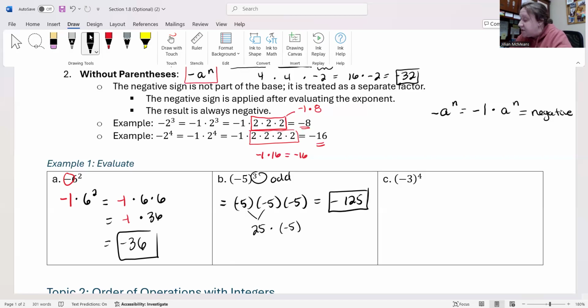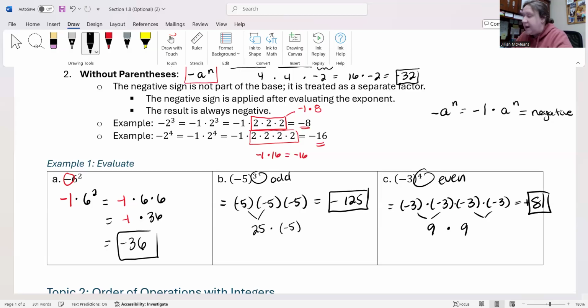Okay? Part C, we have -3 in parentheses to the fourth power. Because the negative is in parentheses, it is part of the base, which means it is part of that repeated factor. So this is -3 repeated as a factor 4 times. And then just let's prove it to ourselves. We know that because we have an even exponent, this final answer is going to be positive, but let's really prove it to ourselves. We have -3 times -3, which is positive 9. We have -3 times -3 again, which is positive 9. And positive 9 times positive 9 is positive 81.